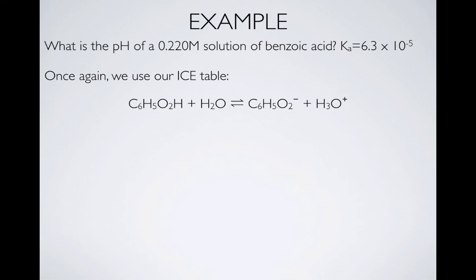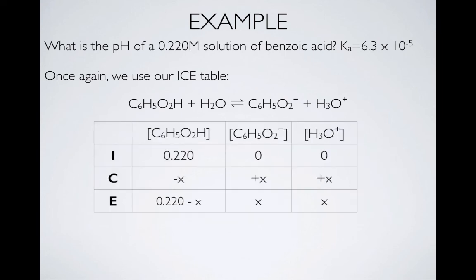And we don't need to know the formulas, we don't need to know the names in order to do this problem. But let's set up our ice box. So we've got our acid there, we've got the ionized acid and the hydronium ion there. So initially I have 0.220 molar of the acid, none of the ion, none of the hydronium.